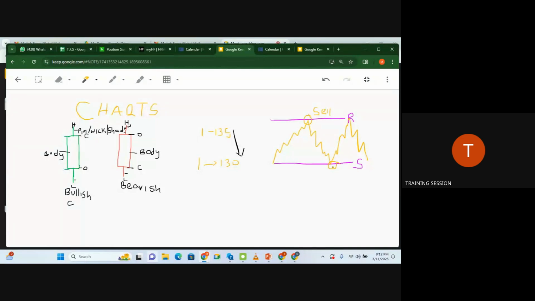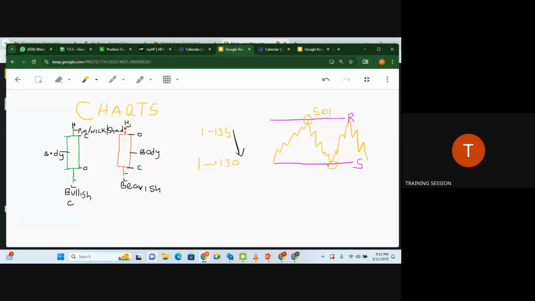But now, if I may ask, when I'm at a point of support, what exactly will give me a confirmation to buy? Or for instance, I'm at a point of resistance. I know that I'm supposed to sell. What will be that confirmation that will tell me, this is the right point to sell? Or at the support, what will confirm to me that this is the right point to buy?